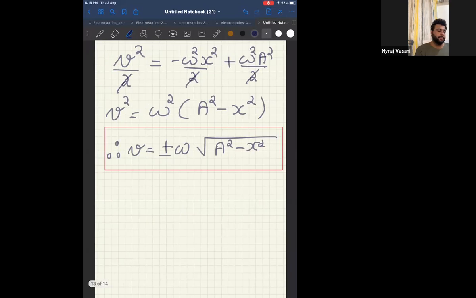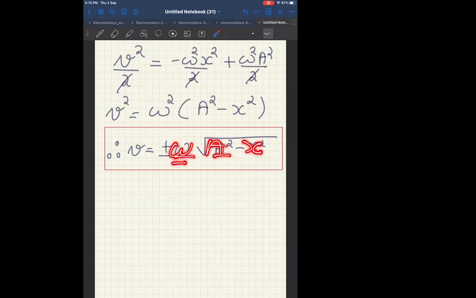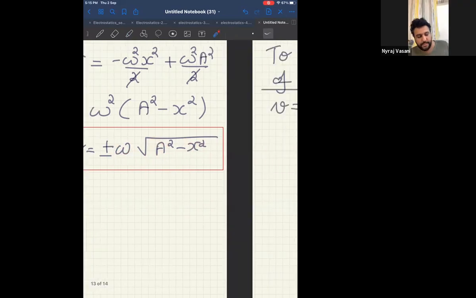Now look at this thing. Many times students, what they do in the exam is they confuse. They put a into omega square minus x square or x into a square minus omega square. The best way to remember this is WAX. That means first W should come, A should come, and then X should come.